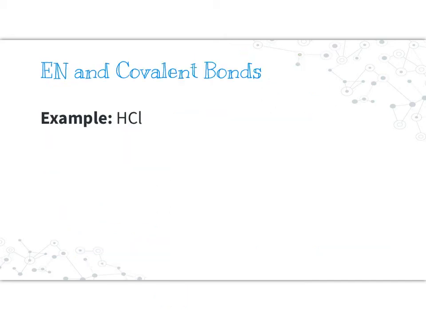So let's take a look at an example where we have a polar covalent bond. We'll just start with an example where we have H and Cl. And again, I'm going to draw it like this to begin with, and we'll put their electrons as being nicely shared in the middle between the two of them.